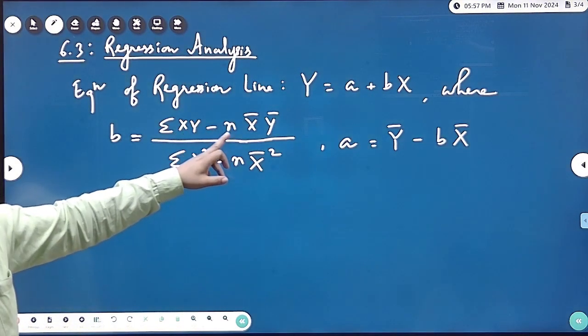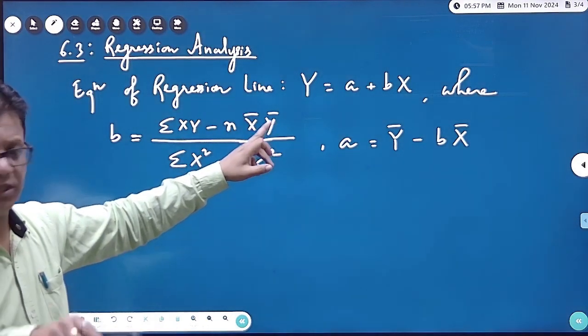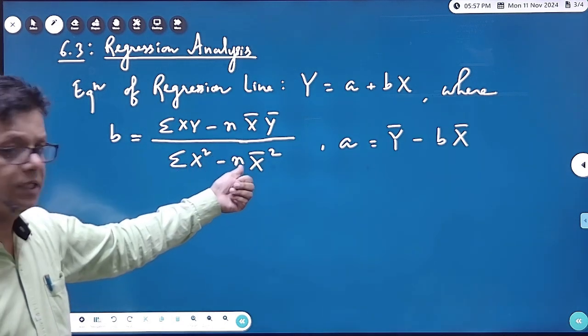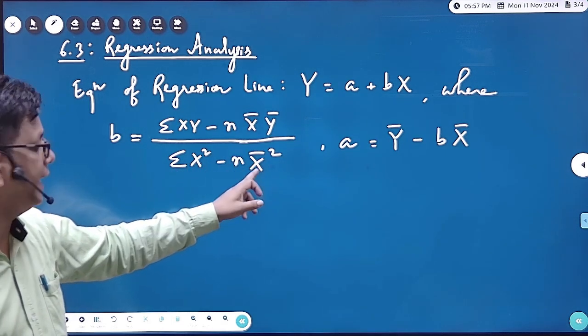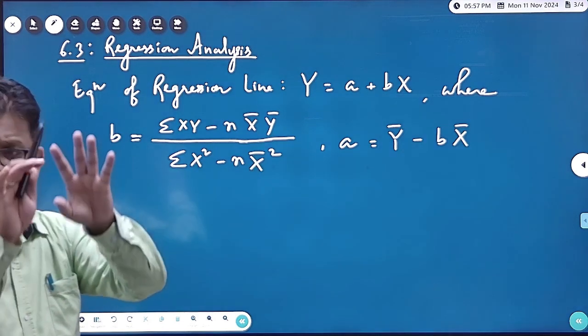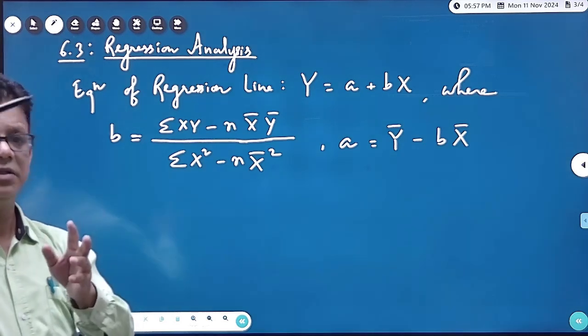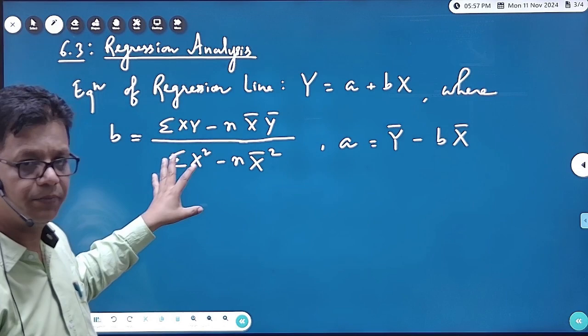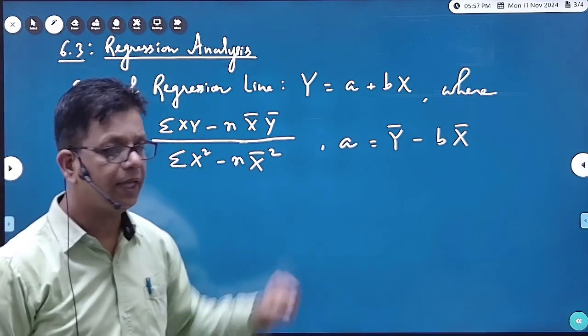N means 5 numbers are there. X bar means the mean of x. Y bar is the mean of y. This number will be ready there. N is okay. And then x bar square means the mean of x, suppose you got 5, then what do we have to do, we have to square it. Okay, square done. Now so b is ready. Understood what I'm saying?